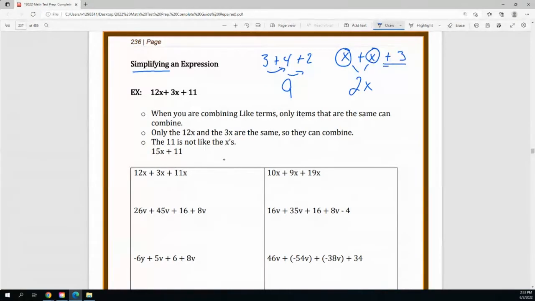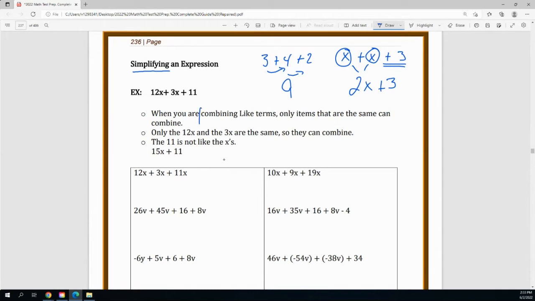Now, what about this 3? Can it be combined with that to say 5x? Hopefully you would say, no, no, no, no. That can't be combined because it's only a number 3. It doesn't have an x. So you would say, well, I have 2 x's and I also have a 3. And I would say yes. This is what it means to simplify.